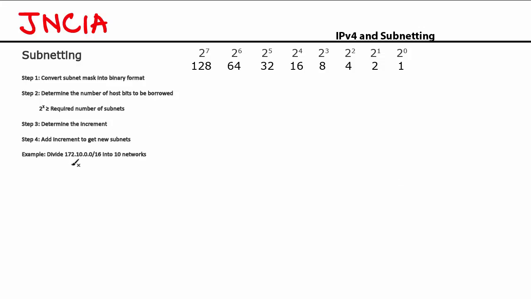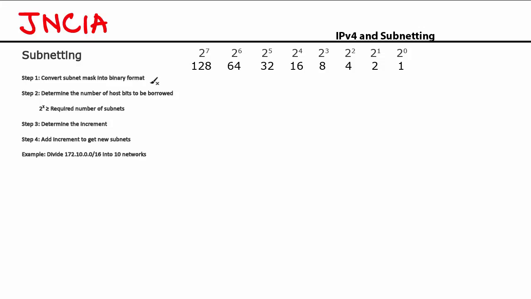The first example is to divide 172.10.0.0/16 into 10 networks. Remember the first example that we looked at was 192.168.1.0. That was a class C IP address. This one is a class B IP address.